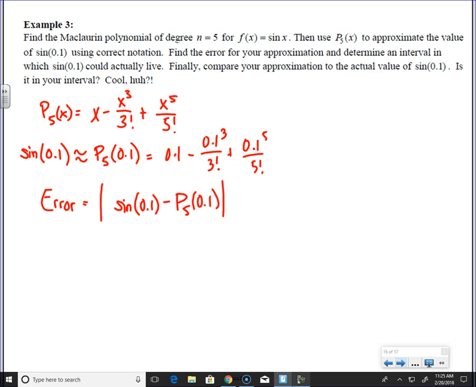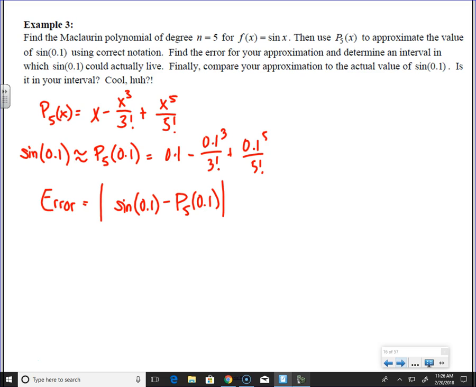Determine an interval in which sine of 0.1 could actually live. Interesting. You guys plug it in? Make sure you're in radians, unlike all of my calculators, because pre-cal uses degrees. Yes, it might be nice to know at least some of the smaller factorials, up to like 6 or 7. That might be helpful.